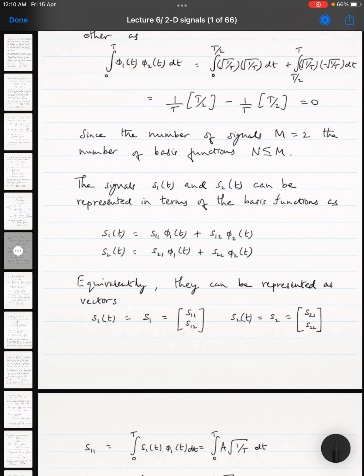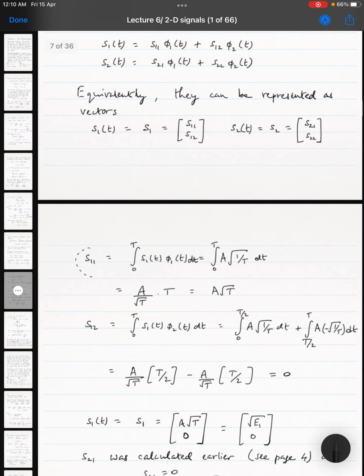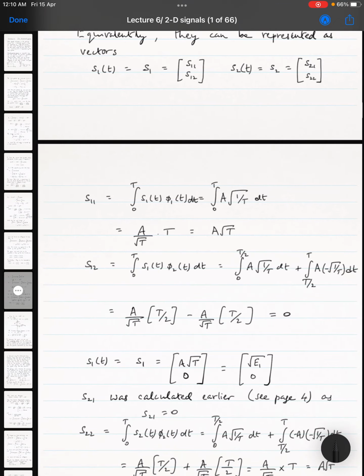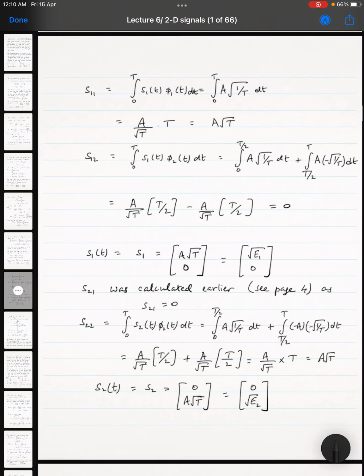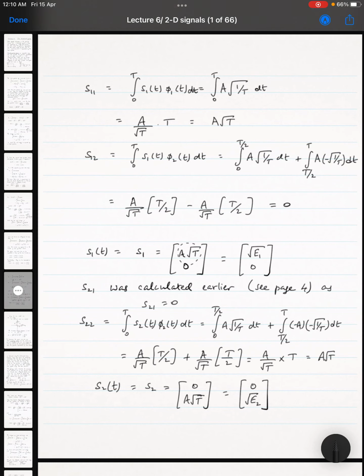So we can compute s11 and s12, which are basically projections of s1 onto the basis functions phi 1 and phi 2 respectively. As we see here, s11 is basically the norm of the signal, so we get that as root t, and s12 in this case turns out to be 0. Obviously that should be the case, because since s1 of t is lying on the basis function phi 1, its projection onto the second basis function should be 0. Okay, so we have the vector representation of the signal s1 of t as such. So we have the projection of s1 onto the basis function phi 1, which is its norm root t, and the projection onto the second basis function is 0 because it lies on the basis function phi 1 itself.